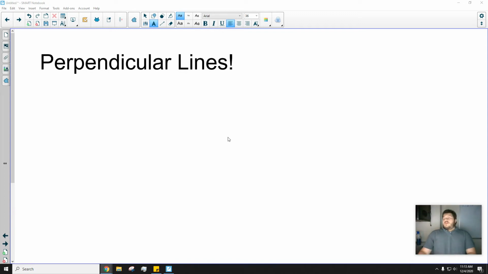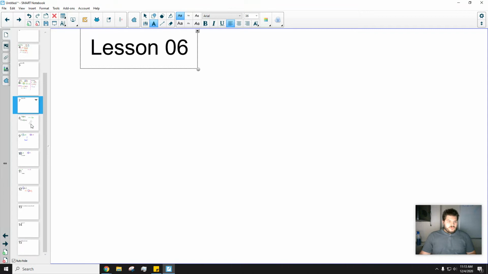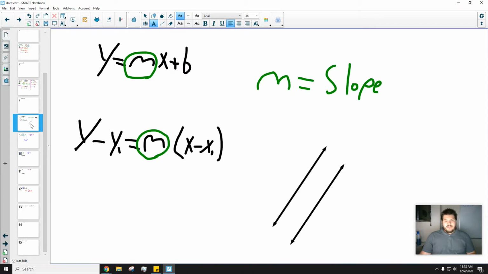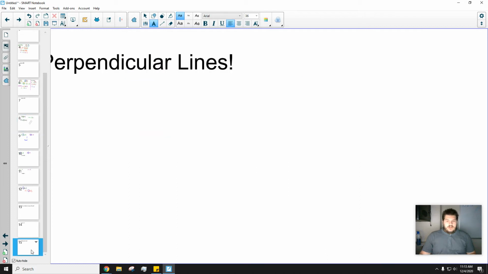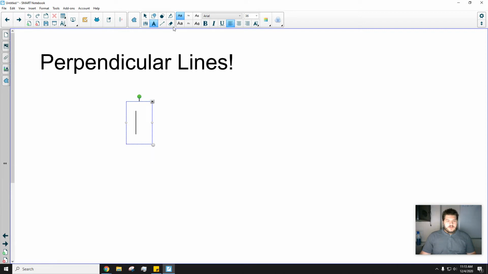So, this is our third to last lesson, which the last two lessons kind of go together. But basically, last time we had talked about parallel lines and that the slope was equal on them. Well, the counterpart for parallel lines with this is perpendicular lines. Now, perpendicular lines are a little different.